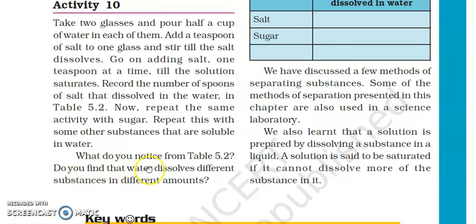So do you find that water dissolves different substances in different amounts? Yes, this is true. The water, or the solvent, has a different capability of dissolving different solutes. That means a different amount of salt will be required to create a saturated solution of salt water, and a different amount of sugar will be required to create a saturated solution of sugar solution. And we can increase the solubility by increasing the temperature.